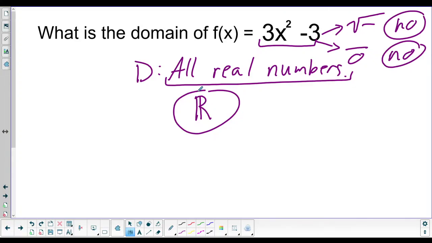All right, so there you go. Now you know about domain and range. Now you are all set to do your homework. So if you have questions, go get in the WebEx. When you get in the WebEx, do your homework.